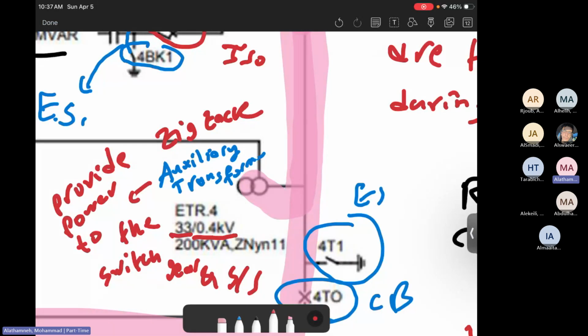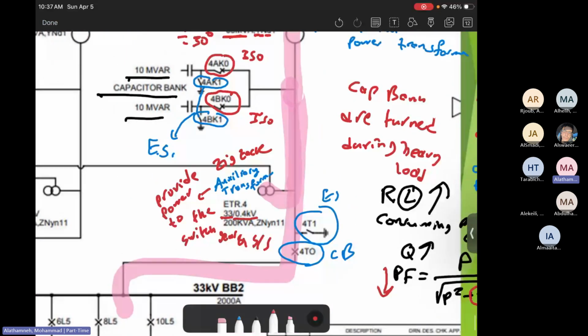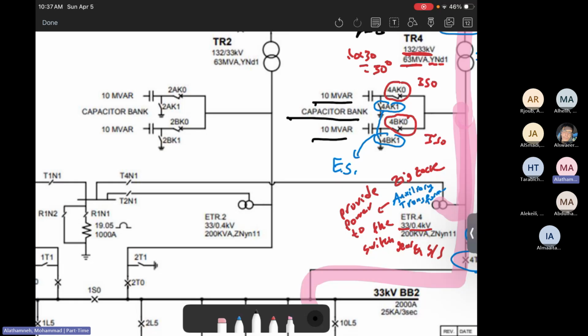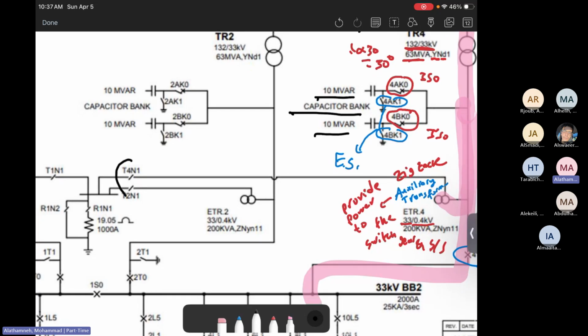Using the auxiliary transformer. The auxiliary transformer is a small transformer, very close to the power transformer, the big step-down transformer. But this one is very small in ratings. And again, the main purpose is to provide power for the electrical substation. That's why we are using the auxiliary transformer, and this is very important. Then after that, when you look at the auxiliary transformer, there are also switches, isolators, and so on.